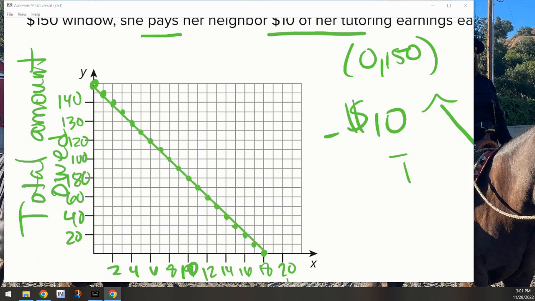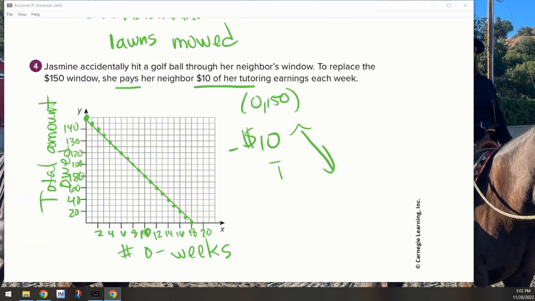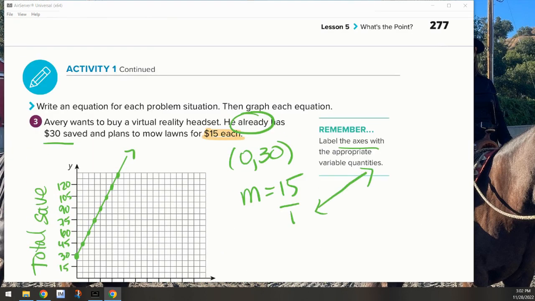There we go. Now, how come I don't have arrows on it? Because number of weeks is never going to be negative. And money amount, it's not going to go past that because at this point you owe that amount of money or you don't owe any more money. So there we go.